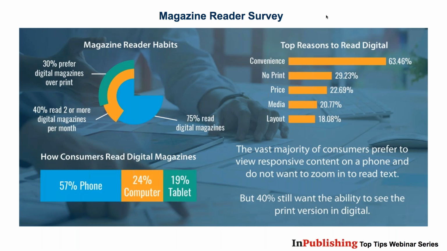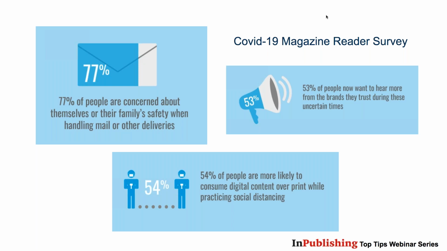We then did another survey after COVID-19 hit, and asked a series of questions, but a few pieces of information we got out of that. One was people are now starting to feel concerned about their safety, clearly, and that extended to mail and other deliveries. From there, we found that a majority of those who responded now were more likely to consume digital, partly because of this, and they were also more likely to now want to hear more from the brands they trust than they did previously. So there's a little shift that occurred, and we think that's an opportunity for publishers.